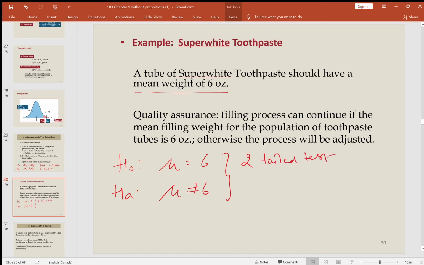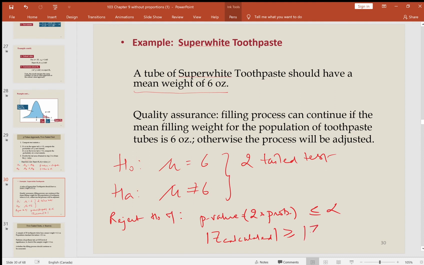Okay, and so we can reject null if the p-value, which is going to be twice the probability, is less than or equal to alpha, or the absolute value of z calculated is more than or equal to the absolute value of z alpha by 2.